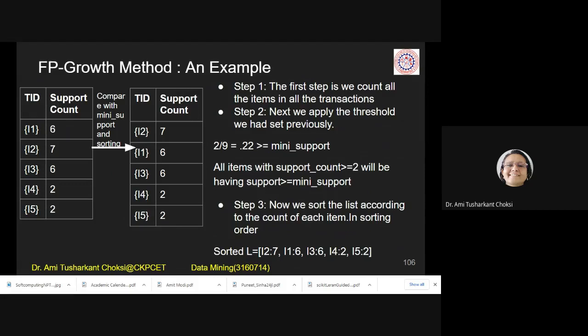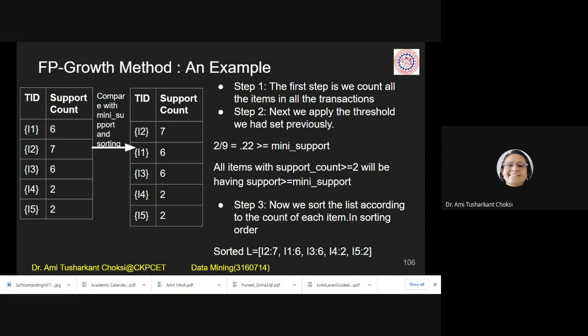The support count is for I1 6, I2 7, I3 6, I4 2, and I5 2. Now compare with minimum support. I2 is having 7, I1 is having 6, I3 is having 6, I4 is having 2, I5 is having 2. Are they crossing the minimum support? Yes, of course they are crossing.